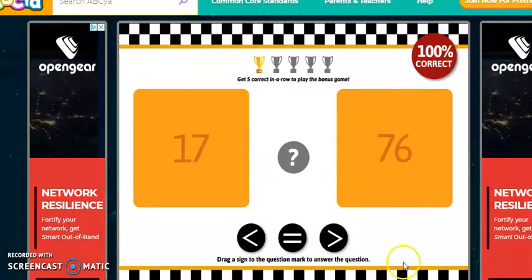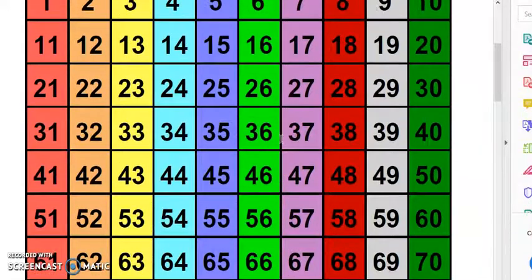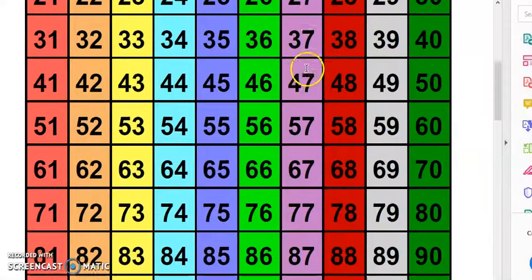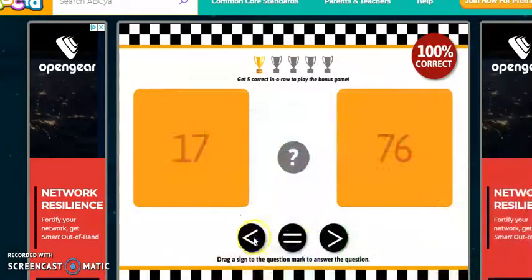That's right. It's 76, and if we can check our chart again, 17 is right here, and 76 is all the way up here. So 76 is definitely the bigger number. I have to drag it.